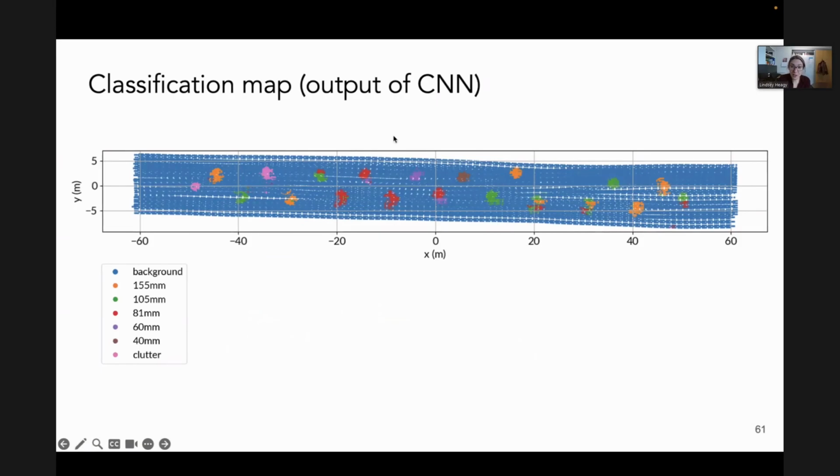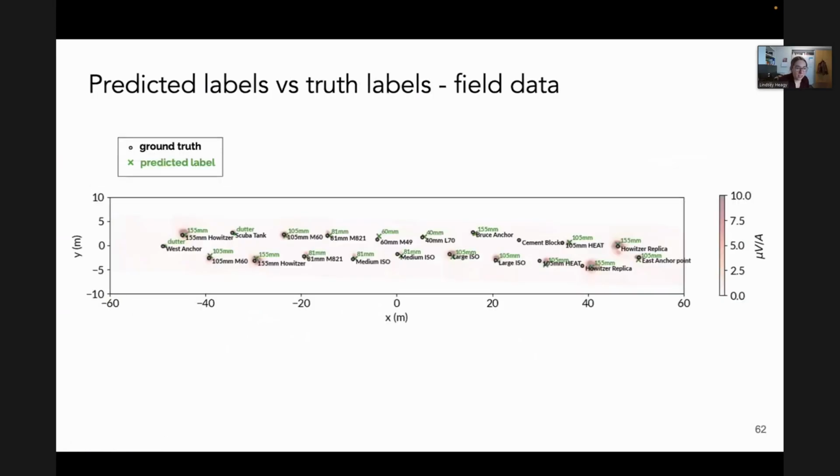So an important question is, how did we do? And here we can look at the predicted labels versus the true labels. So the black is what the ground truth is, and the green is what the predicted label is. We can point out a couple important things. So we did identify this object here as clutter. That was actually an anchor that was used to anchor the line when they put these objects out. So they tied these objects onto a line so that they would stay in place. And that's what this anchor was.